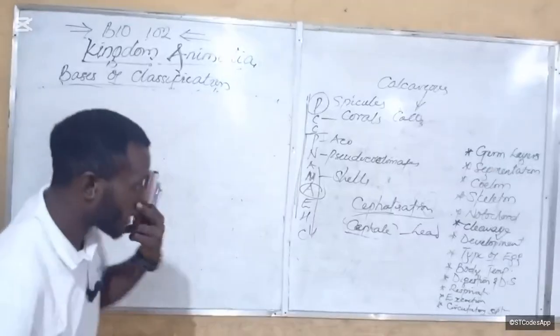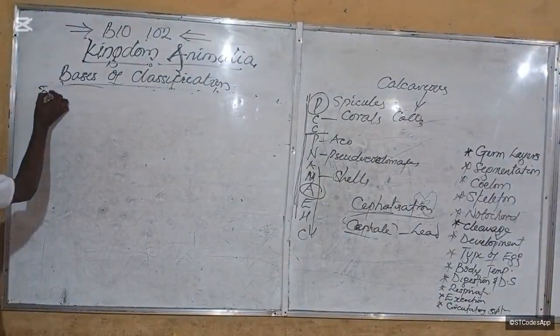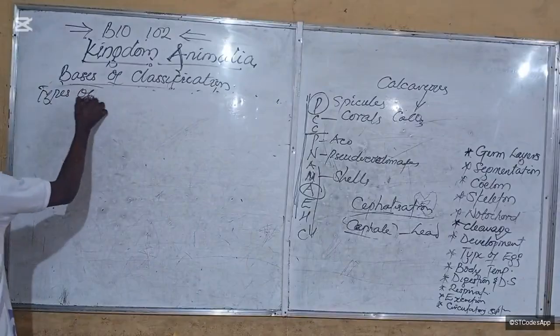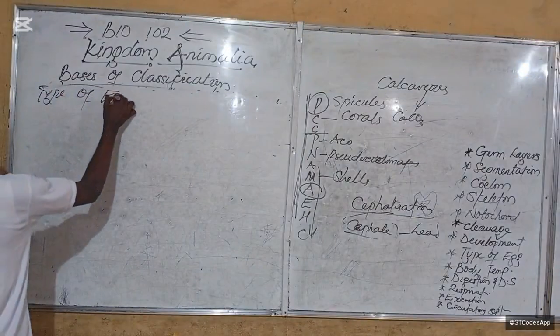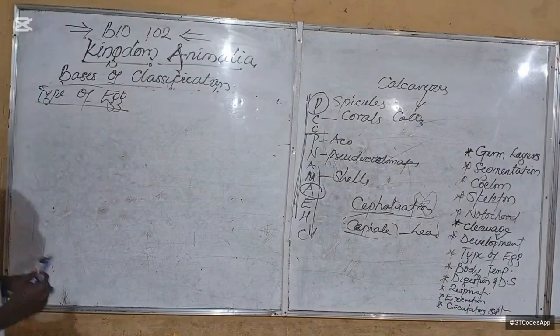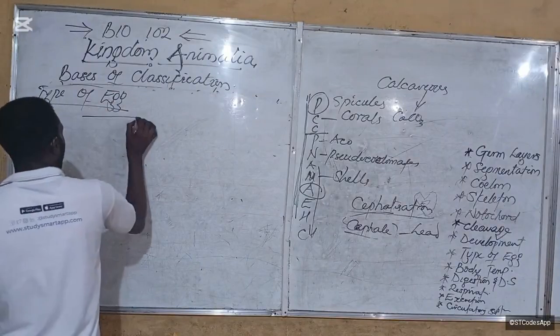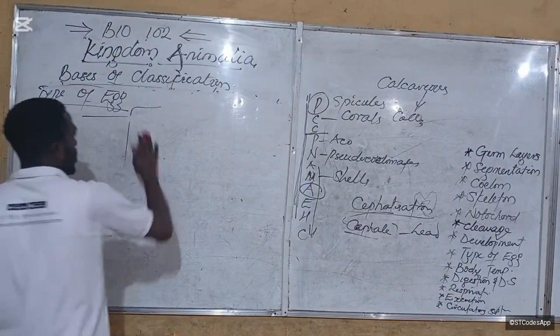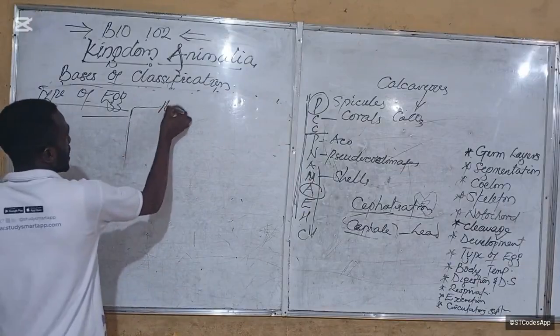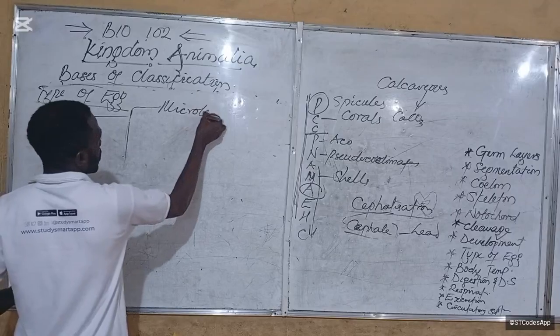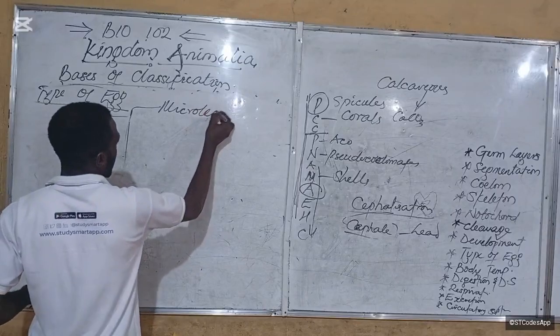Then the type of egg. The type of egg that organisms lay, we also use it to classify them. So I will classify them into three. We have organisms that have microlecithal eggs.